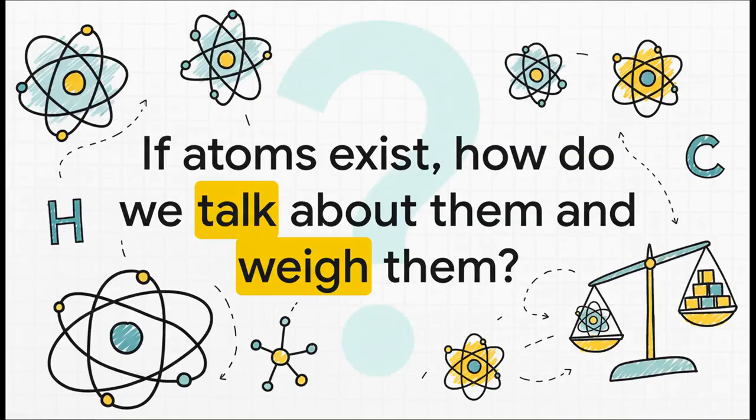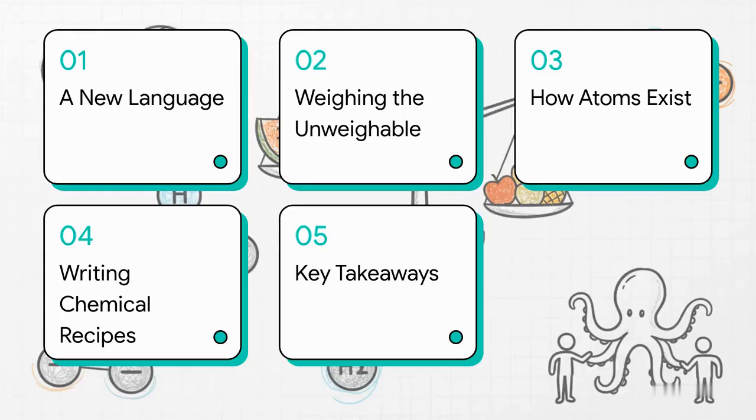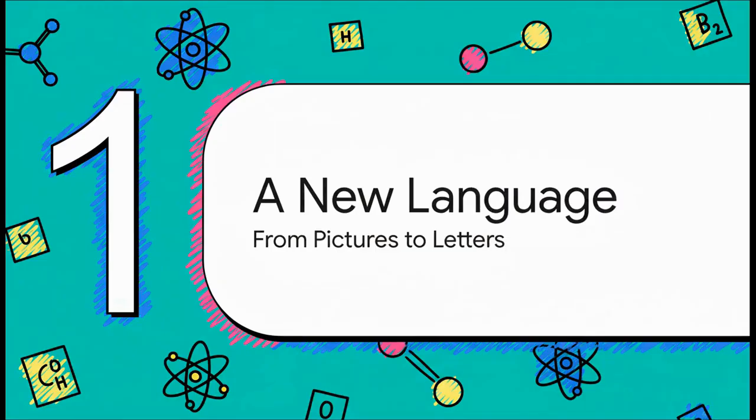Or measure them? Well, in this Explainer, we're going to dig into the seriously clever tools chemists came up with to do exactly that. So here's the plan. We're going to start by building the alphabet of chemistry. Then we'll tackle how to weigh something you can't see. After that, we'll look at how atoms hang out in the real world. And finally, we'll learn how to write their recipes. Let's get into it.